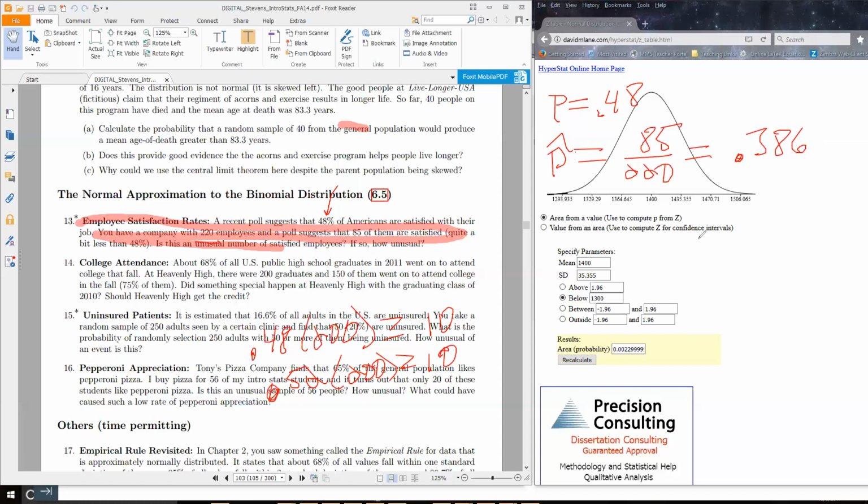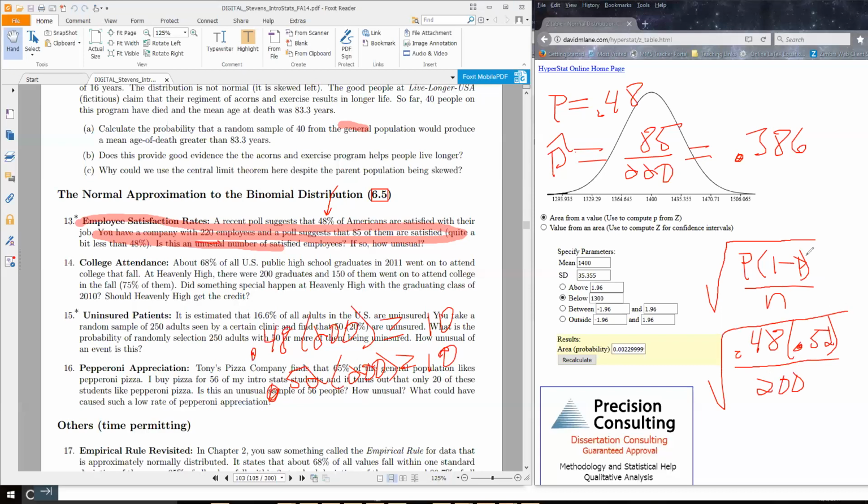What we need in order to calculate this is a standard deviation. The way you calculate the standard deviation for the sampling distribution for proportions is you take the population proportion times 1 minus the population proportion, over n, and take the square root of the mess. So in this case, it's 0.48 times 0.52 all over 200, and then we'll take the square root. So I'm going to do that on my calculator.